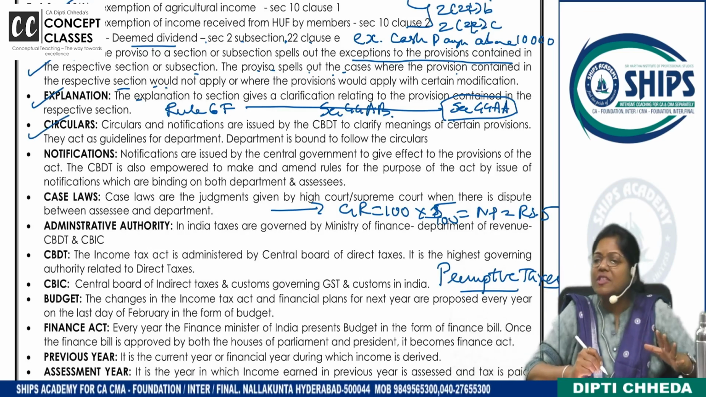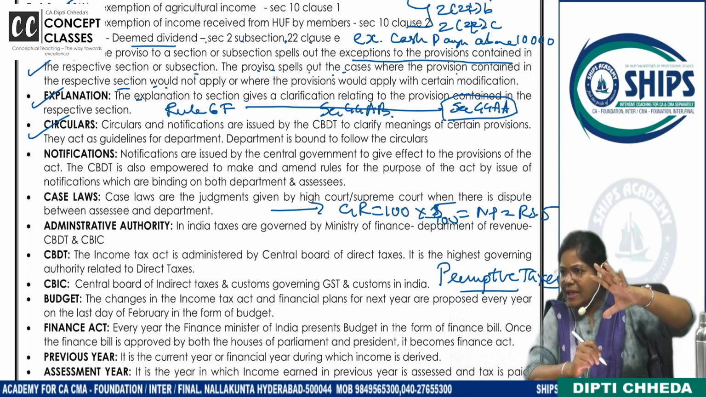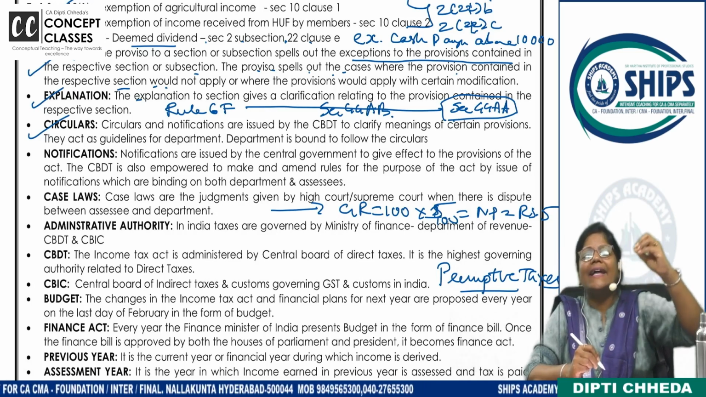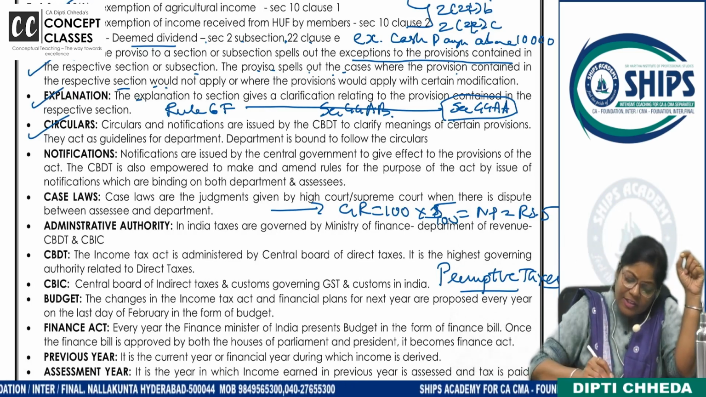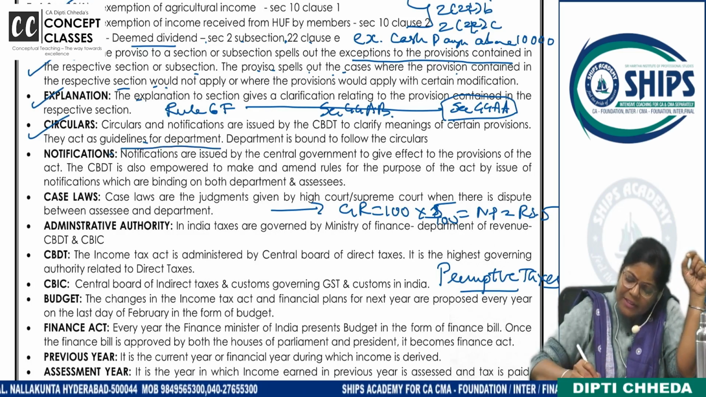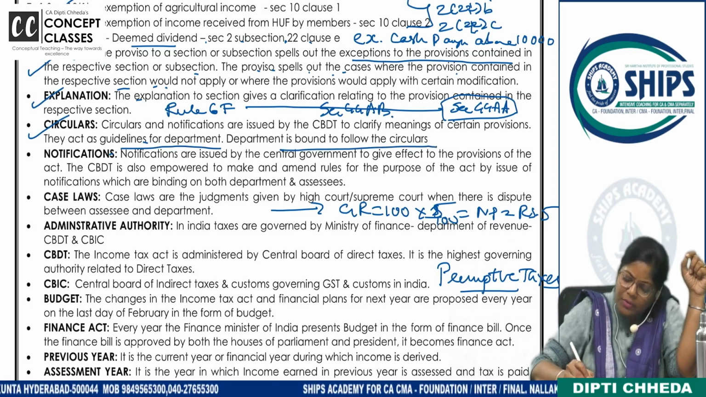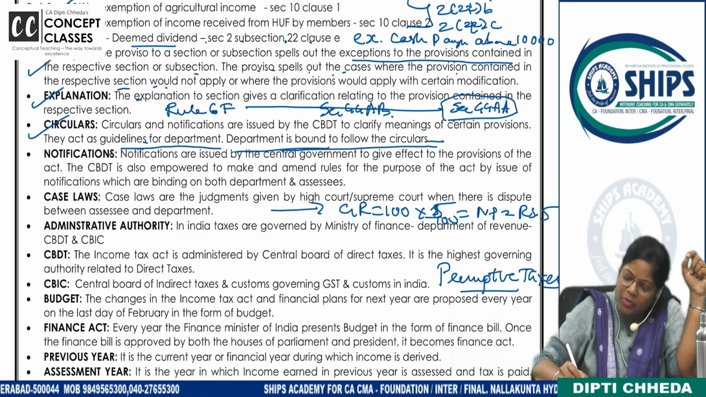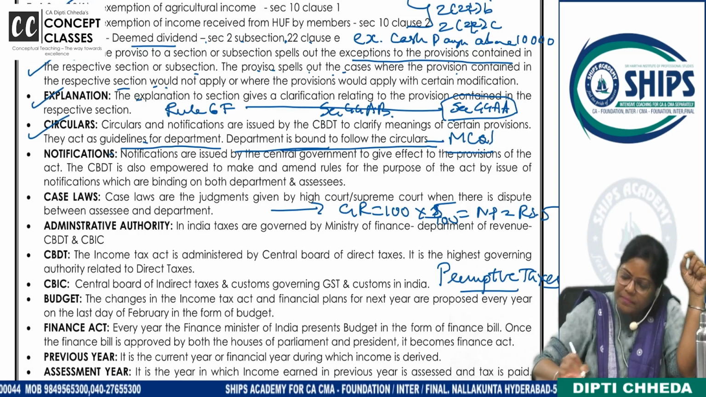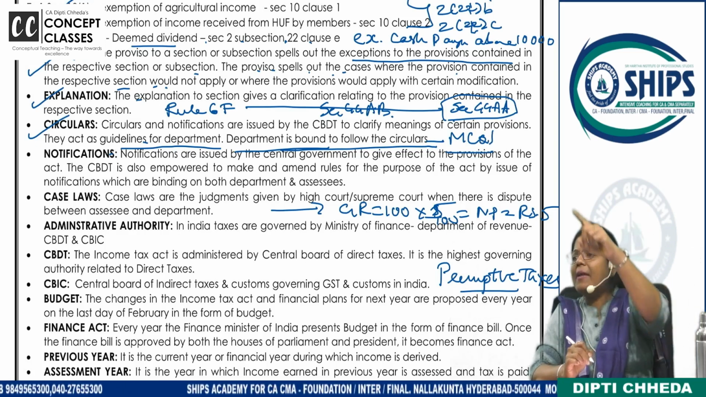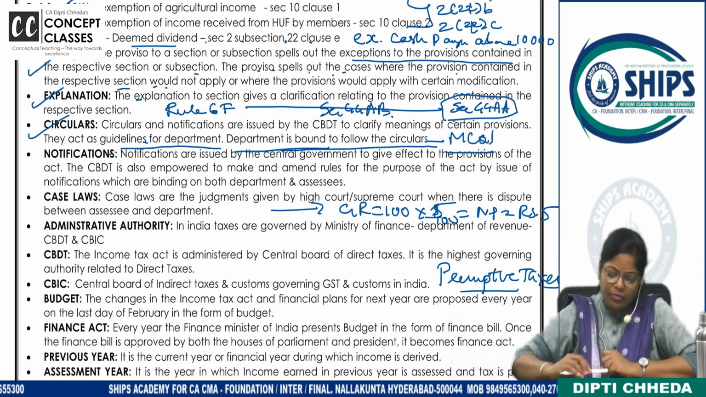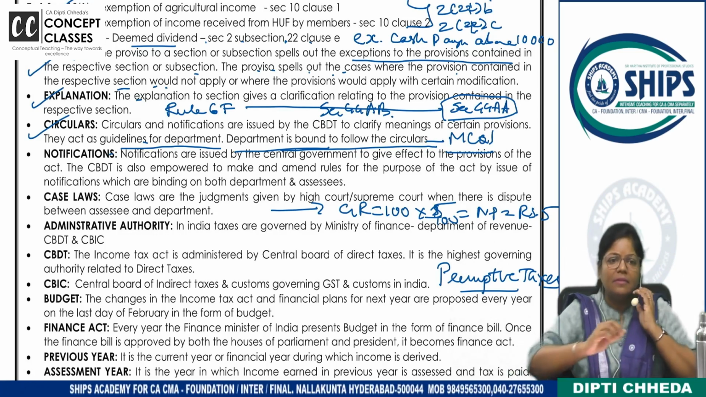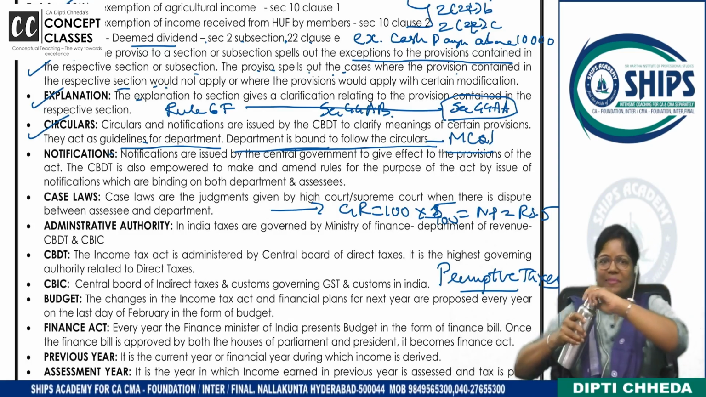Circulars and notifications, both of them are issued by CBDT, but circulars are like guidelines. And how do they ask this in the exam? Circulars are guidelines issued by department and it is bound to be followed. Department, who will follow? Write here, MCQs. For whom is it mandatory to follow circulars? For whom is it mandatory? Department.